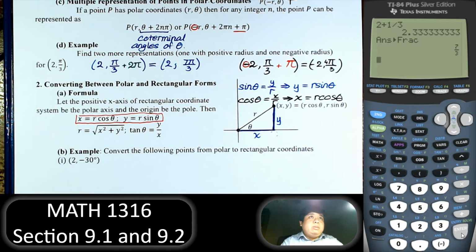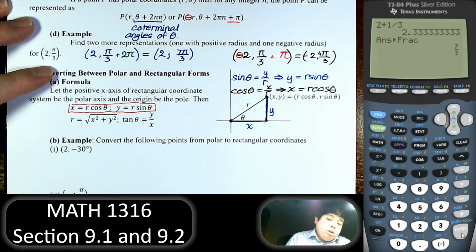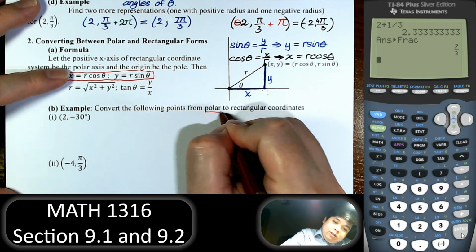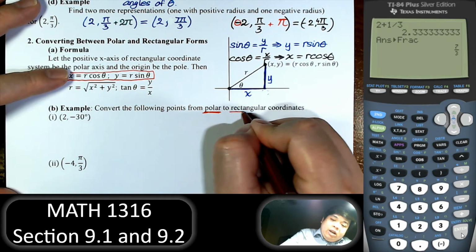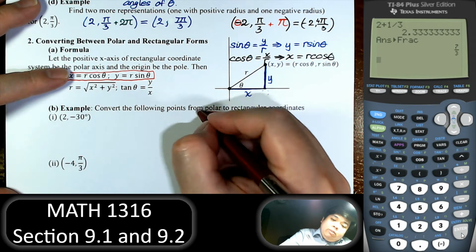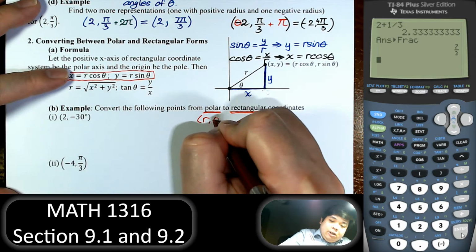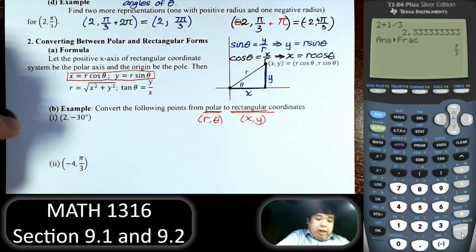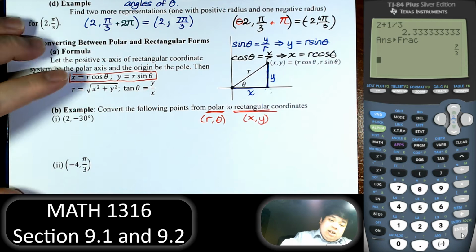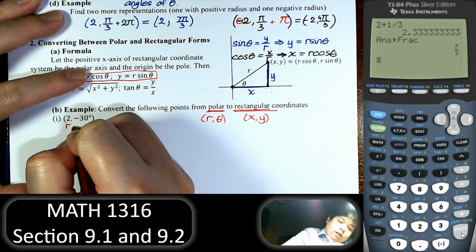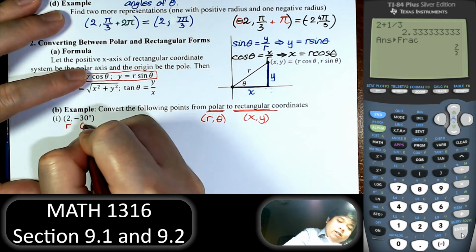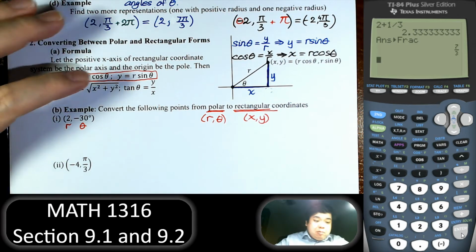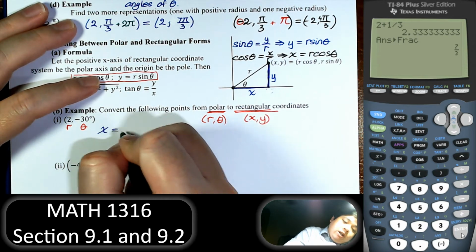So let's look at some examples. Convert the following points from polar to rectangular. So we go from polar, meaning that we have r and theta, to rectangular, meaning we're going to go to x and y. So in this problem we are given the polar form, r and theta. Of course it could be in degrees, could be in radians, but x is equal to r cosine theta.